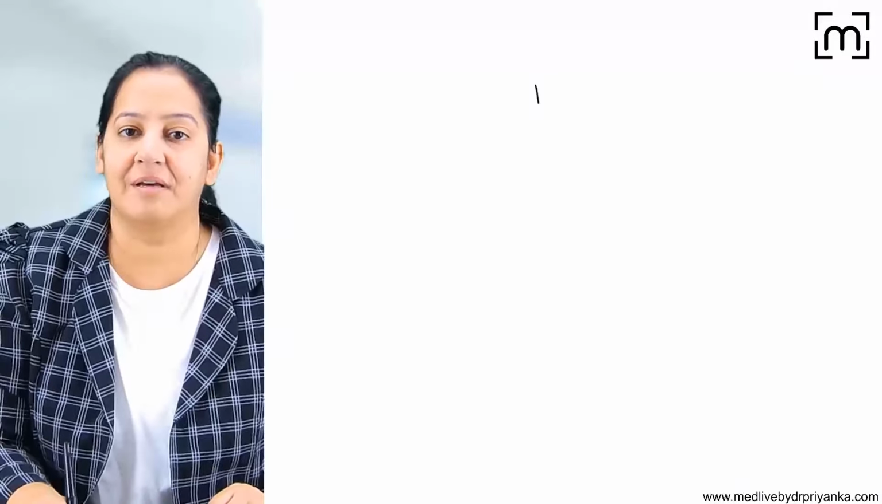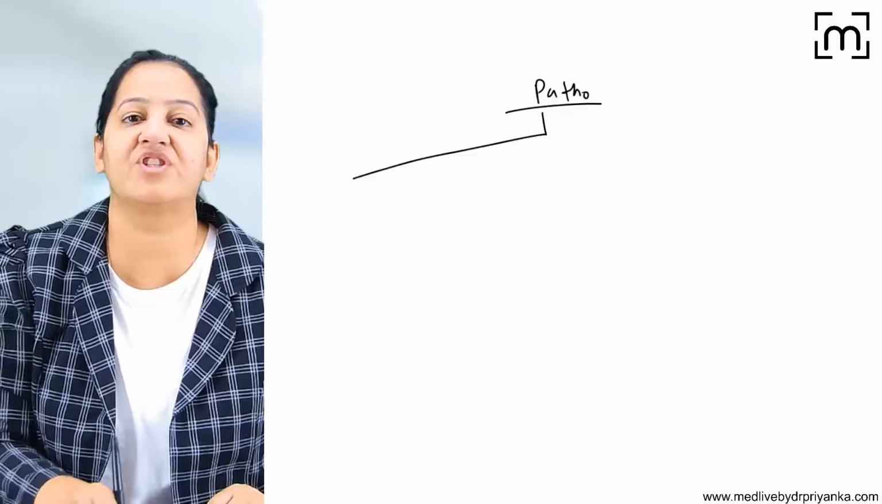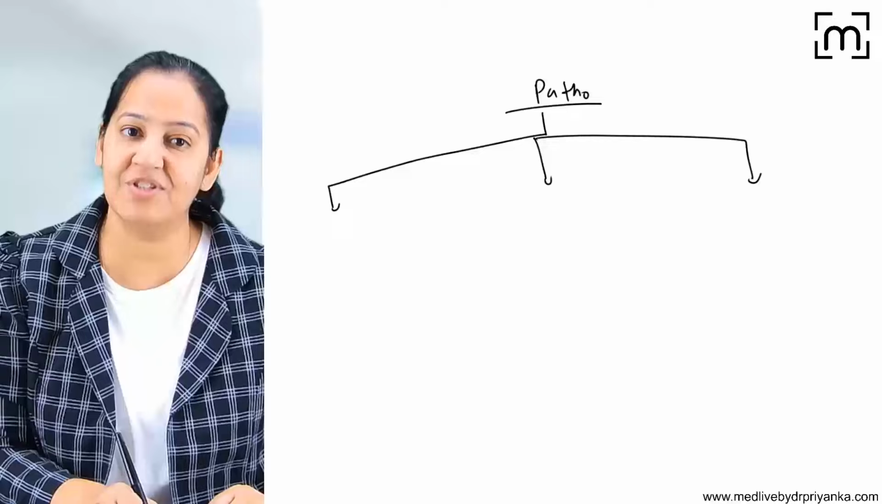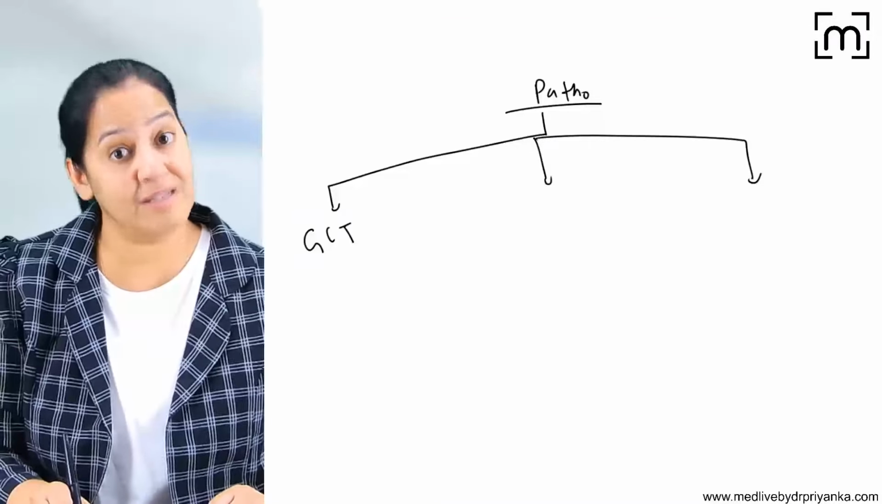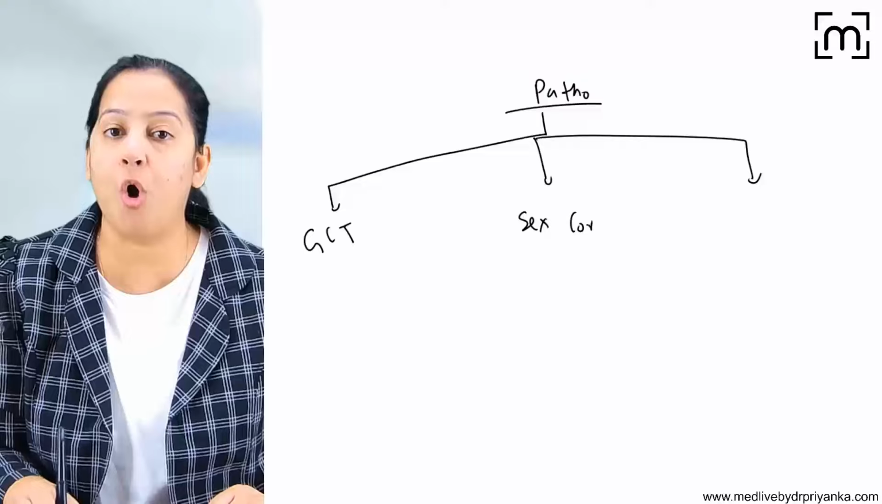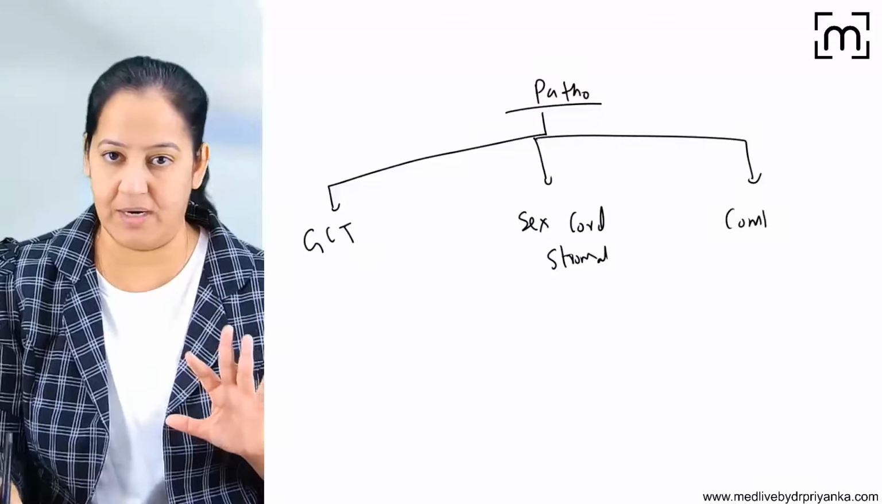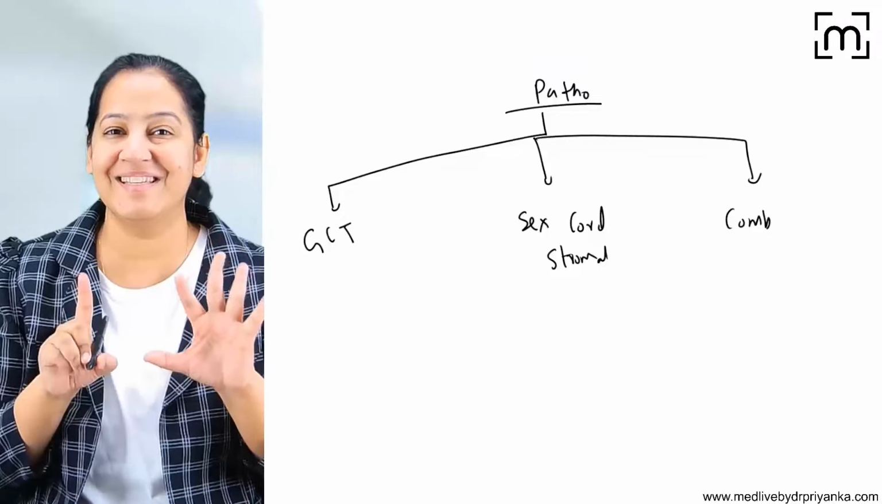Okay, so how many types of testicular tumors are there? So tell me the pathological classification. We will see the clinical classification after this. First, you tell me the pathological classification of the testicular tumors. There are 3 types of testicular tumors. The ones which arise from the germ cell are known as germ cell tumors, GCTs. The ones which arise from the stroma are known as sex cord stromal tumors. And the third one are the combined. How many GCTs? There are 6 GCTs.